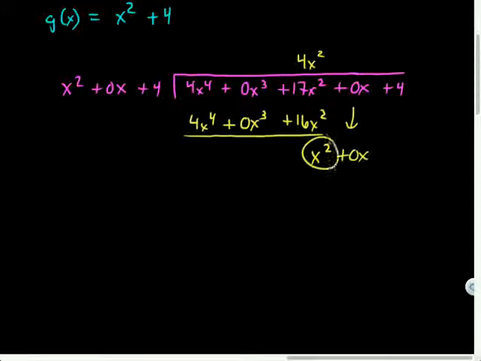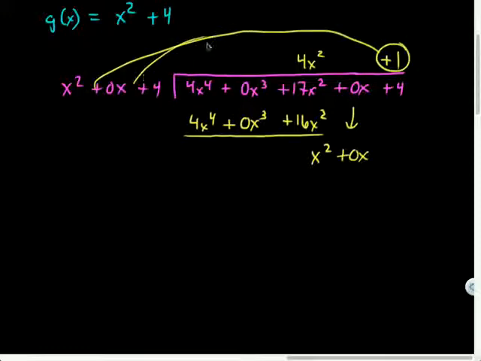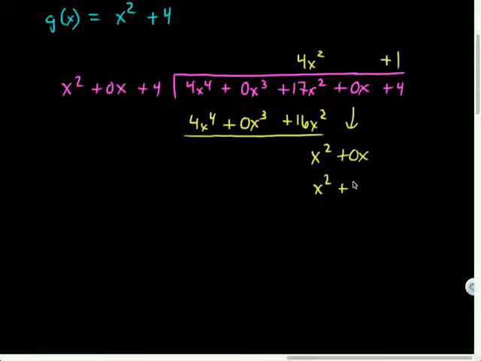So let's see, divide leading term by leading term. What is x squared divided by x squared? 1. Which column should that go in? The constants column. So we'll multiply this by all of those, right? So 1 times x squared. 1 times 0x is 0x. And 1 times 4 is 4.